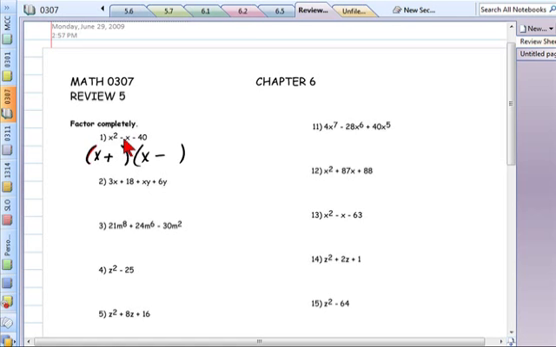So let's think about the factors of 40. 1 times 40. Do those have a difference of 1? Well, no. 2 times 20? No. 3 doesn't go into it. 4 times 10? No. 5 times 8? And actually, that's the entire list. Do any of those sets of factors have a difference of 1? No. Then what is your answer for this one?